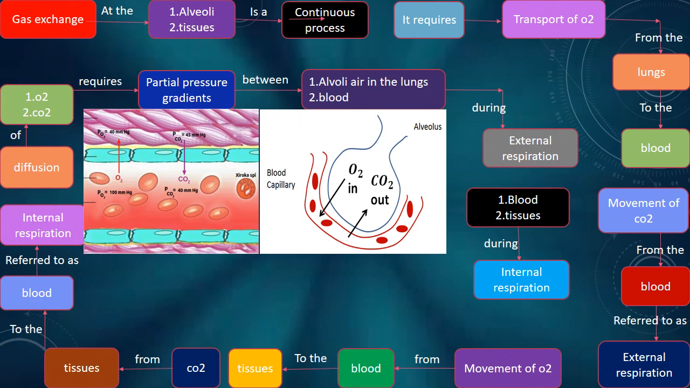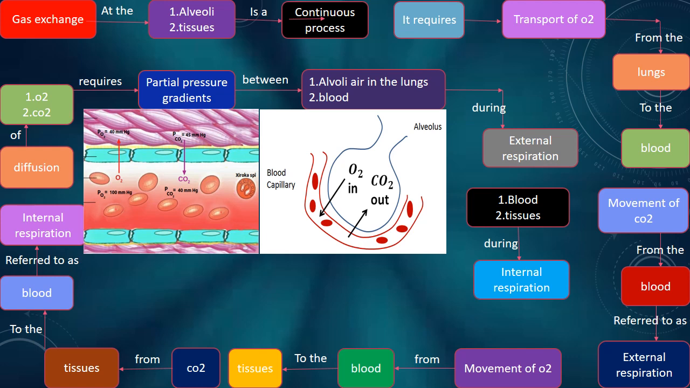Gas exchange at the alveoli and tissues is a continuous process. It requires the transport of O2 from the lungs to the blood and the movement of CO2 from the blood, referred to as external respiration. The movement of O2 from the blood to the tissues and CO2 from the tissues to the blood is referred to as internal respiration.